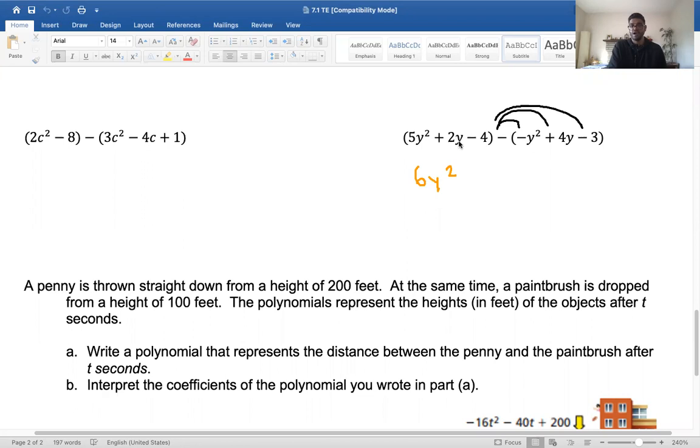My next one, I have a 2y minus a 4y, so I'm going to get negative 2y. I have 2y, and I'm distributing this negative, so that's going to make this negative 4y. So I have 2y minus 4y, and I have the negative 2y. And on the last one, we have a minus 4 plus 3, which is a minus 1. This negative and negative turn into a positive, so we have negative 4 plus 3, which is negative 1. So this right here is my simplified polynomial.